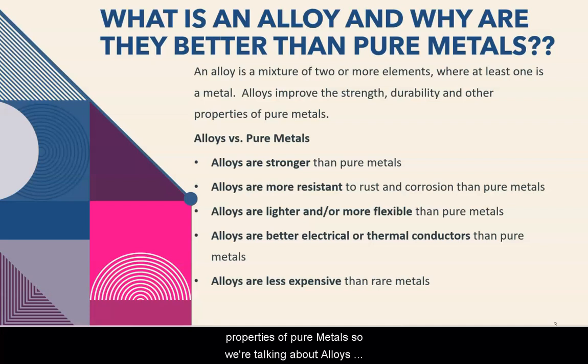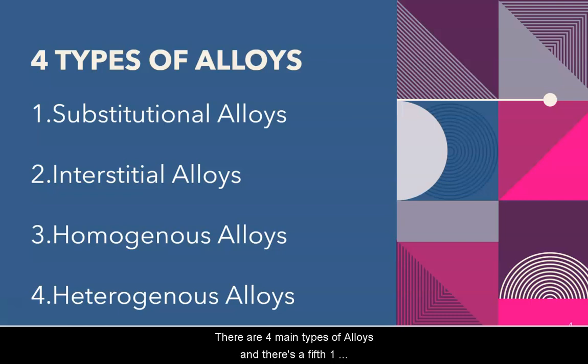So we're talking about alloys versus a pure metal. Alloys are going to be stronger and more resistant to rust and corrosion. They're going to almost always be lighter and or more flexible, and they are better electrical and thermal conductors, as well as they are less expensive. There are four main types of alloys, and there's a fifth one we're going to talk about that is a mixture of these. So we have a substitutional alloy, an interstitial alloy, we have a homogeneous alloy, and a heterogeneous alloy. So let's get into this.